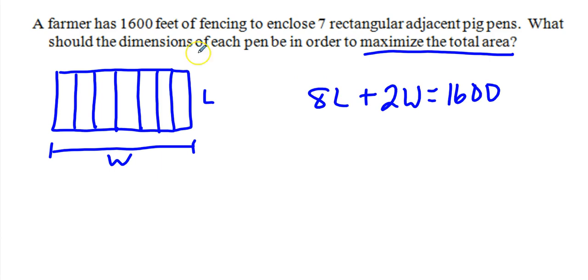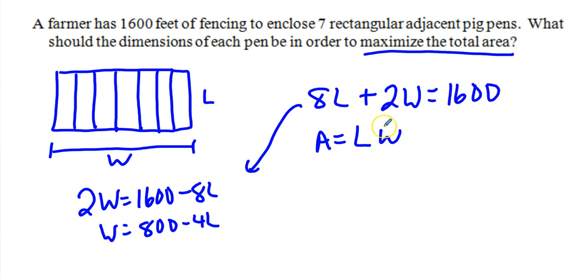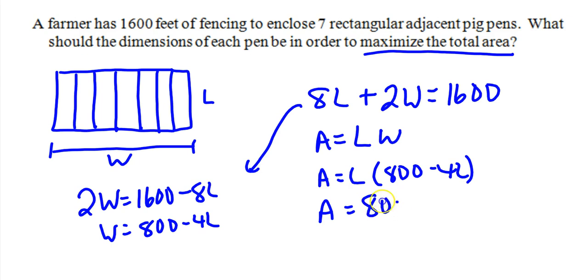And then we're talking about area here. So we want to maximize the area. Well, area is length times width. So again, a little bit of algebra. I'm going to go ahead and solve the top one for W, just picking a variable. So 1,600 minus 8L, divided by 2. Now we can substitute that back in for our area. So we'll have 800 minus 4L, times L, and we'll distribute that through.